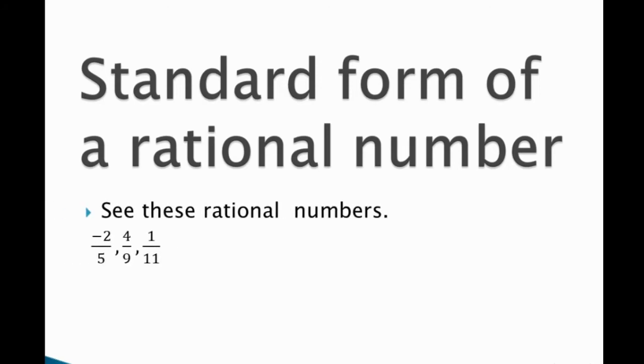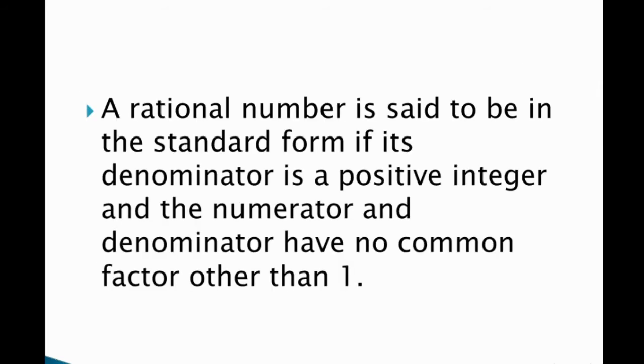Next we will discuss standard form of a rational number. See these rational numbers: minus 2 by 5, 4 by 9, 1 by 11. The denominators of these rational numbers are positive integers, and 1 is the only common factor between the numerator and denominator, and the negative sign occurs only in the numerator. Such rational numbers are said to be in standard form. So a rational number is said to be in standard form if its denominator is a positive integer and the numerator and the denominator have no common factor other than 1.